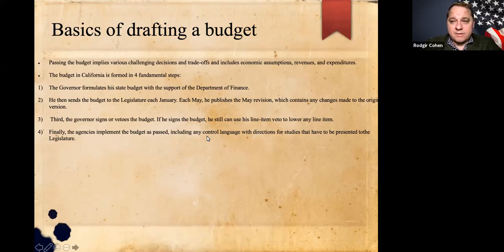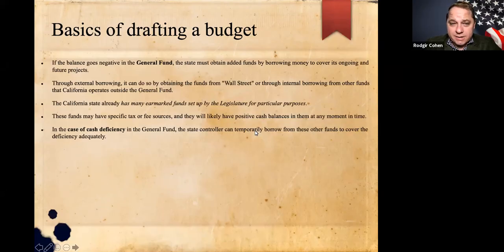If they don't pass a budget by the middle of the year, California law prohibits legislators from being given paychecks. If the balance goes negative in the general fund, the state must obtain added funds by borrowing money to cover its ongoing and future projects. Through external borrowing, it can obtain funds from Wall Street, or through internal borrowing from other funds that California operates outside the general fund.